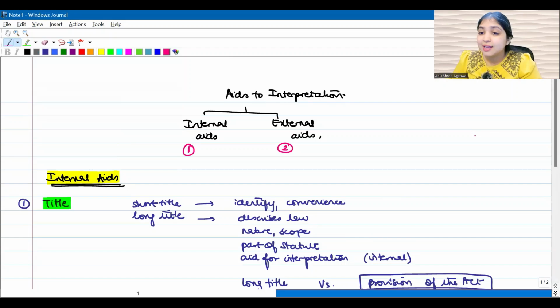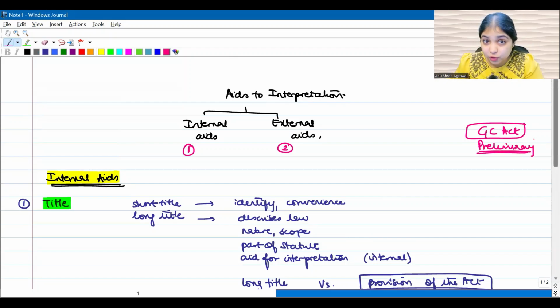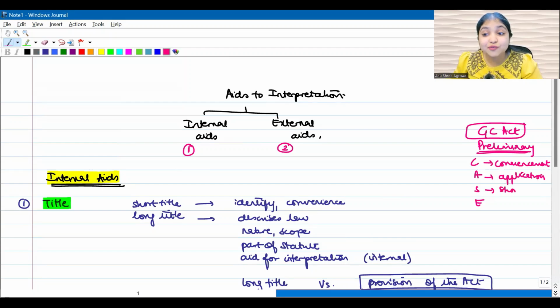Try to understand. In the General Clauses Act, do you remember we had learned about what is preliminary? And we said that preliminary is generally section 1 of the law and it contains 4 things. I had given you the hint CASE. C stands for commencement, that when will this law commence, when will it come into force. A stands for application, this law applies to what. S stands for short title and E stands for the extent of the act. Do you recall this whole discussion?